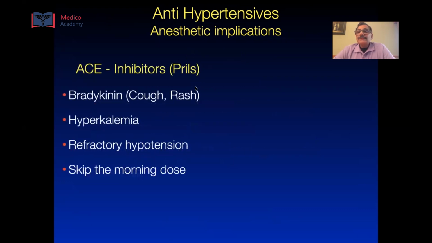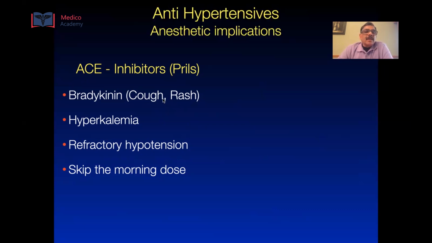Coming to ACE inhibitors, they end up with pills like captopril or enalapril. So these are very powerful antihypertensive agents, but we know that this enzyme, angiotensin converting enzyme, also destroys bradykinin in the lungs. So when we inhibit this enzyme, there is buildup of bradykinin in the lungs, causing the so-called famous dry cough of ACE inhibitors. It can also cause rash, and on some occasions can also lead to angioedema of the airway. So we have to be careful when this happens.